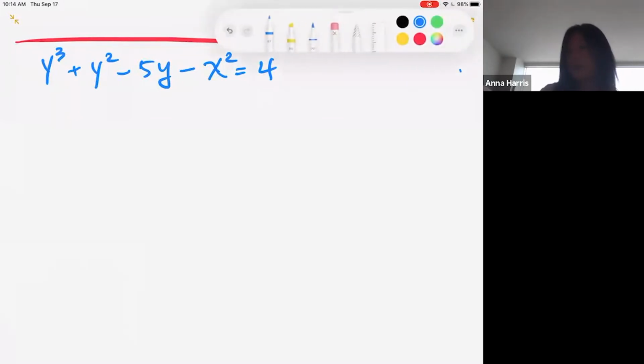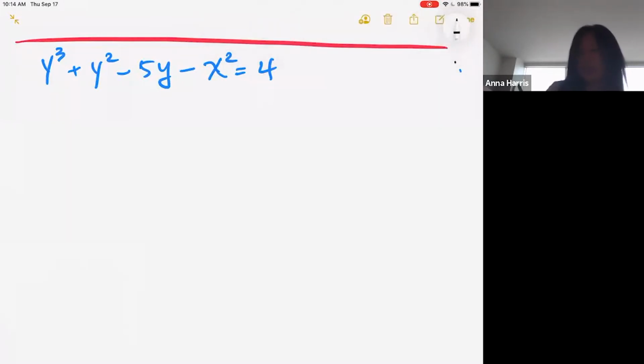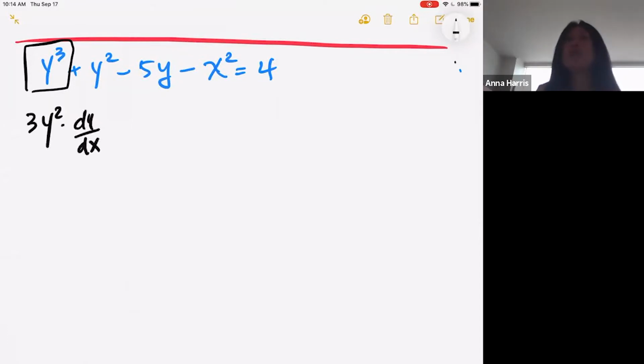First thing first, I'm gonna do one at a time. So this right here, taking a derivative of that, I'm just gonna use a simple power rule. So that means 3y squared, and then what? I do dy/dx. So whenever you take a derivative of a y, it's always dy/dx. Write it down like that so you can clearly see.